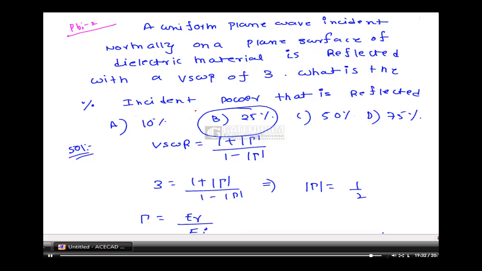This type of problems are very important. Suppose the question is power transmitted, then directly we can say 75%. Even if they ask power transmitted, instead of going for ET by Ei, go for ER by Ei. First calculate the power reflected, because incident power and reflected power are in the same medium, so you don't have any confusion by dividing with 2 eta 2 or 2 eta 1. After that, just subtract from the incident power to get the remaining power, the power transmitted. So this is a simple way to solve the problem.